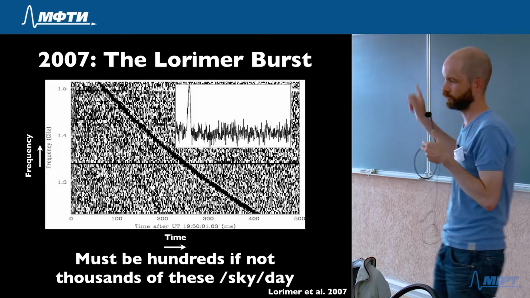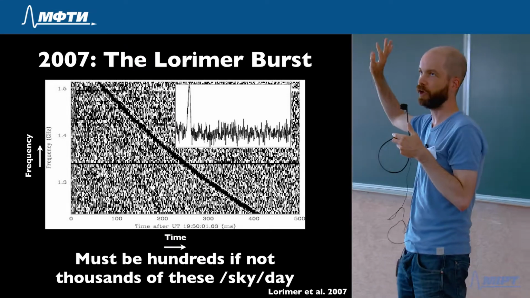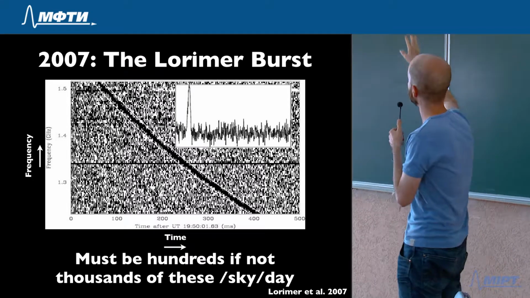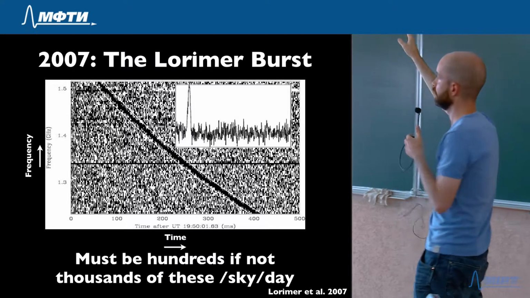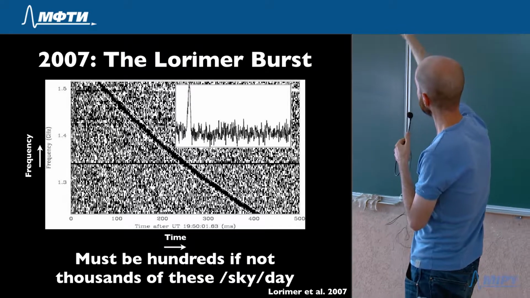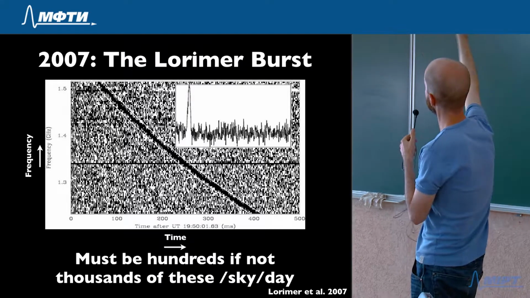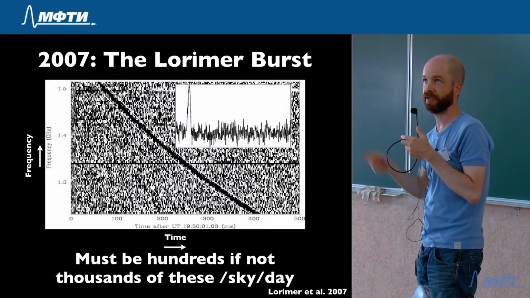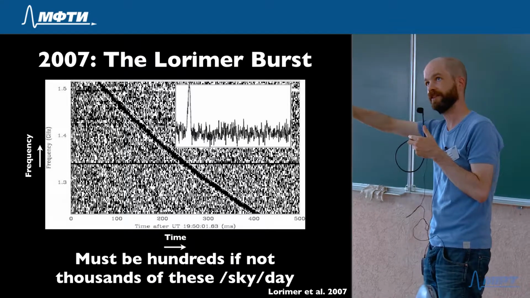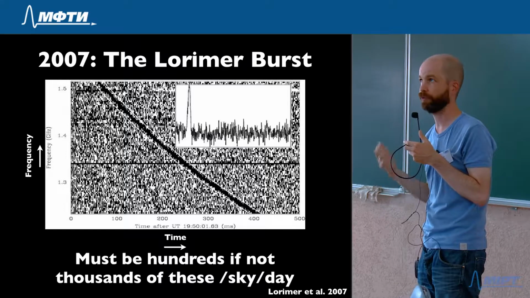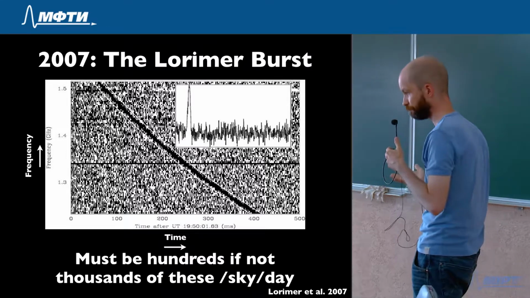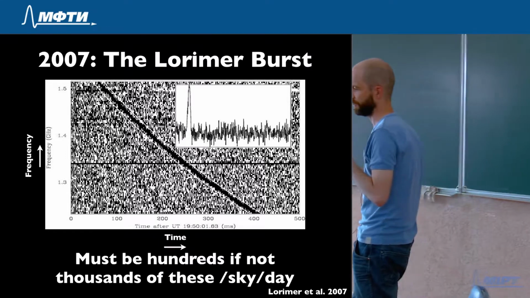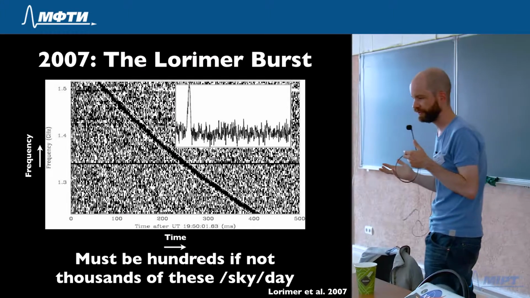What's interesting about the Lorimer burst, I'll remind you again because you're going to see lots of plots that look similar to this, is that what's actually plotted here is the radio frequency on the y-axis, and on the x-axis is the time. So again, this burst shows this dispersive sweep because it's traveling through some kind of ionized material, and this is causing the signal to arrive later at lower frequencies.